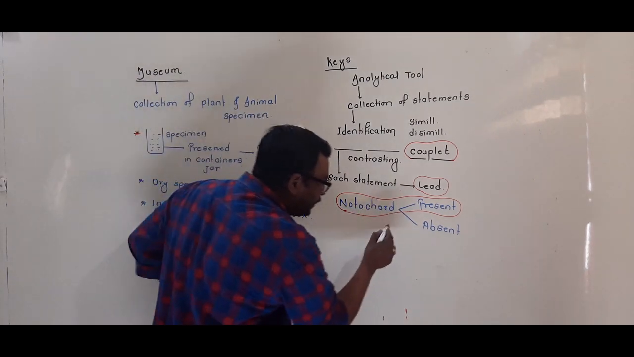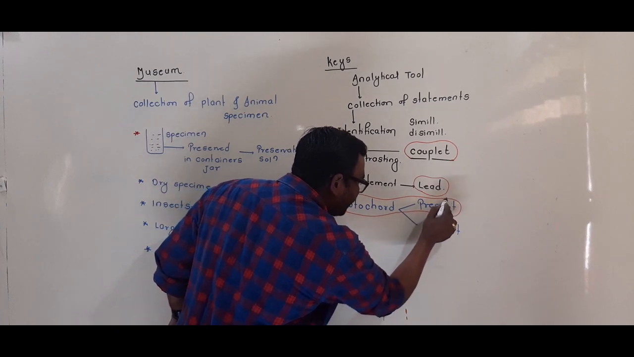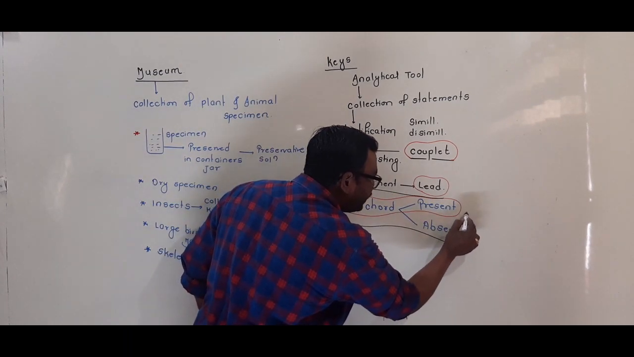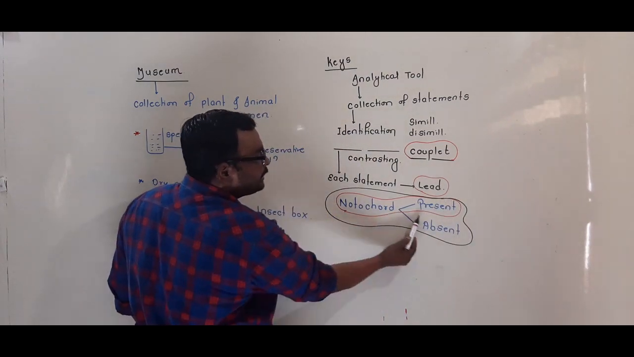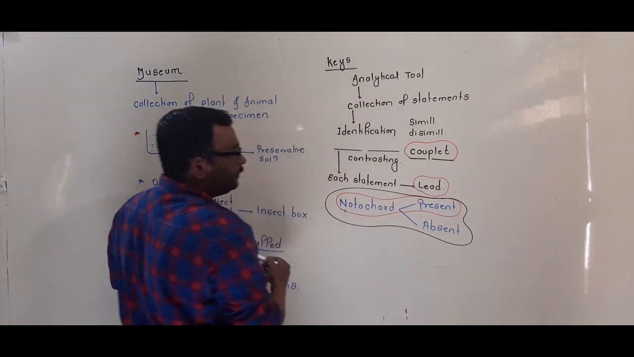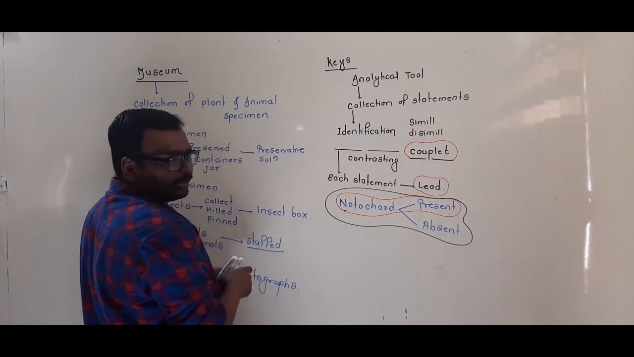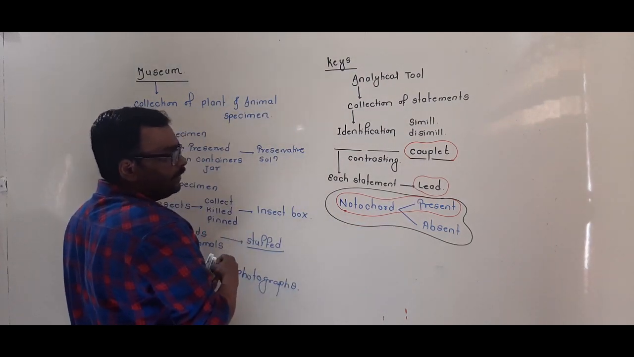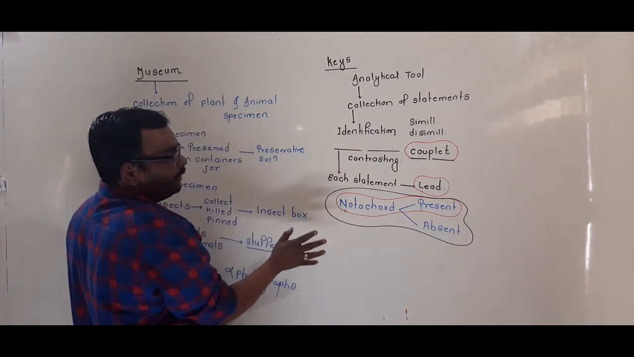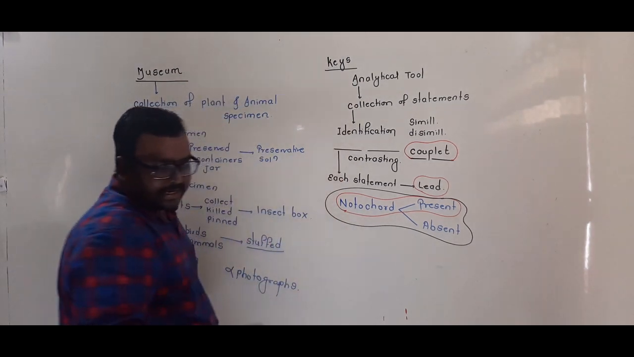But whenever you consider both statements, am I right? You are considering the notochord as absent as well as present. So you are considering two statements together. That is nothing but called what? Couplet. And this analytical tool which is used for identification is called keys. So for keys, you should remember 3-4 points. The first one, keys is an analytical tool.